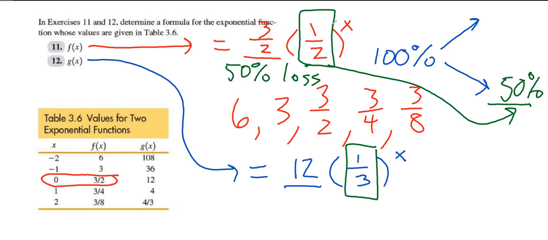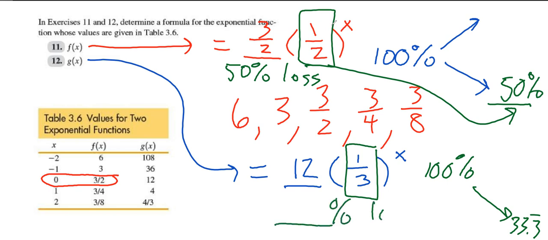Alright, what about the next one? We're going from 100% down to 33 1/3%. And out of room for my percentage sign. What did we lose? What percentage loss are we talking about here? Ooh, yes, 66.7%.